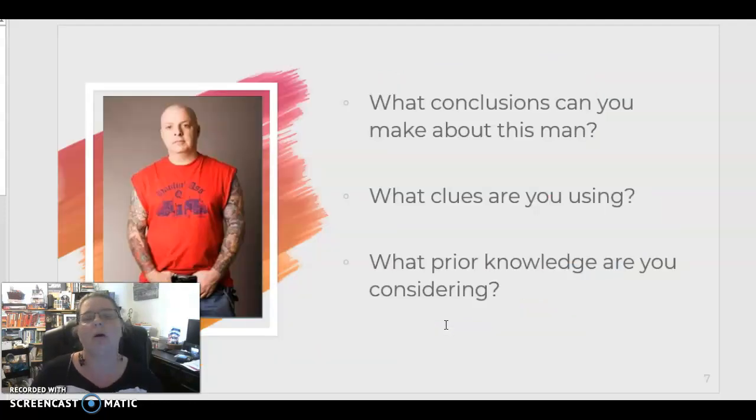For example, what conclusions can you make about this man in this picture? And once you've made those conclusions, I want you to really think and identify the clues that you're using or the prior knowledge that you are taking into account when you make those conclusions. You might be looking at the tattoos, you might be looking at the man's shirt.